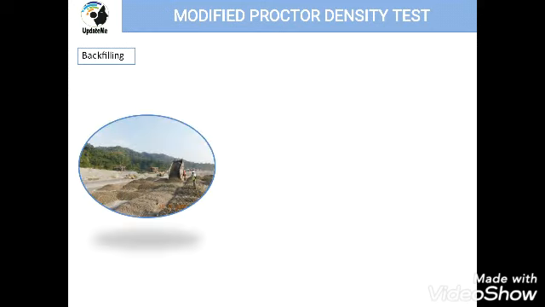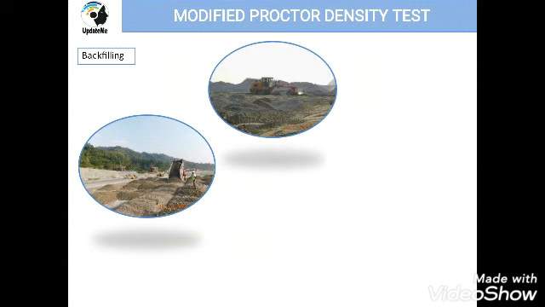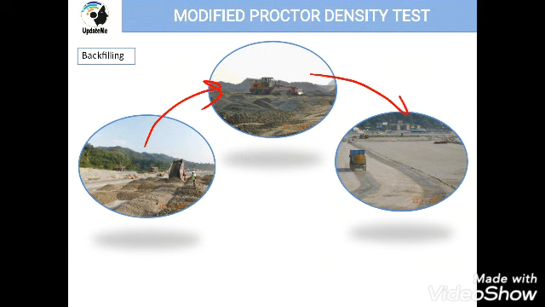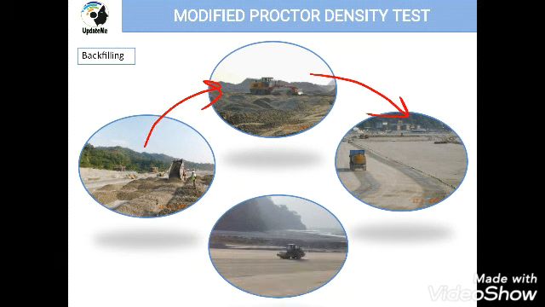So what is the process of wedge filling? First, we dump the soil. After that, we spread the soil with the help of a backhoe loader, spread water to maintain the optimum moisture content, and after that compact by roller. Different types of rollers are used for different types of soil.